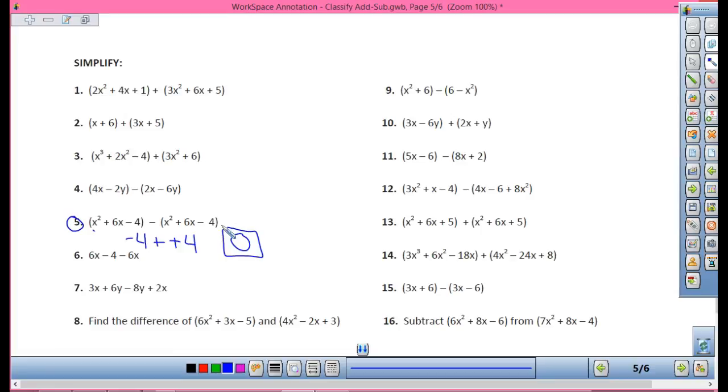Take a look at number 12. If we do 12, I'm taking 3x squared minus what? 8x squared and getting negative 5x squared. Now my x's, what am I doing with my x's? x minus 4x gives me negative 3x.